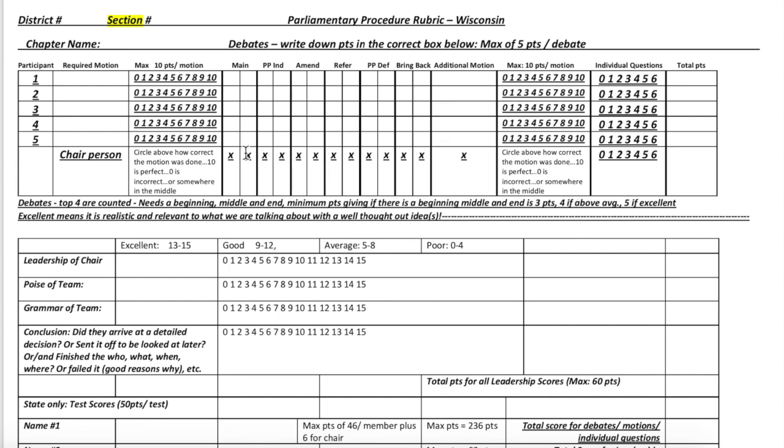The main point with this rubric is be consistent. It doesn't have to match what the person sitting next to you has. As long as you are scoring each team consistently, it will all work out.